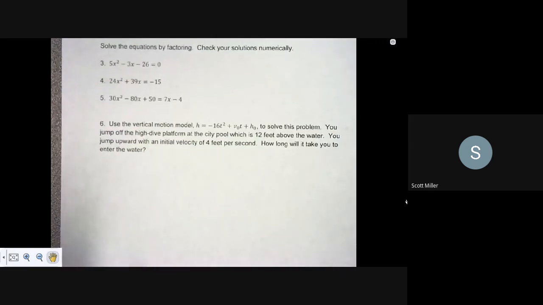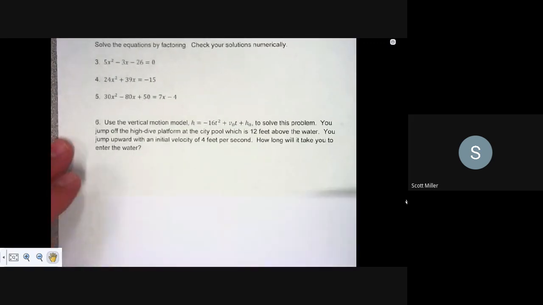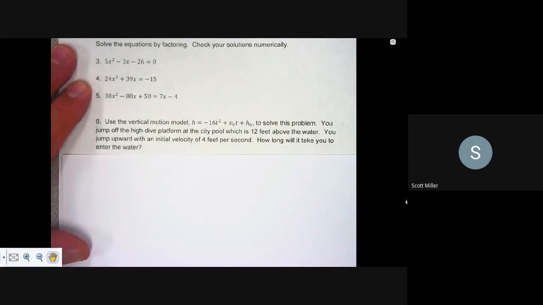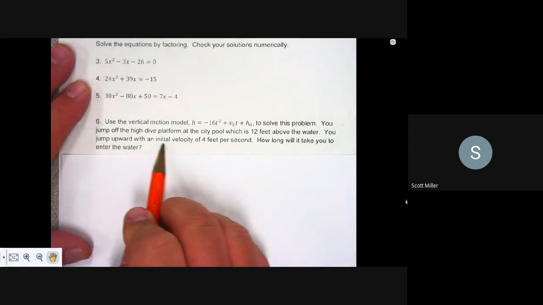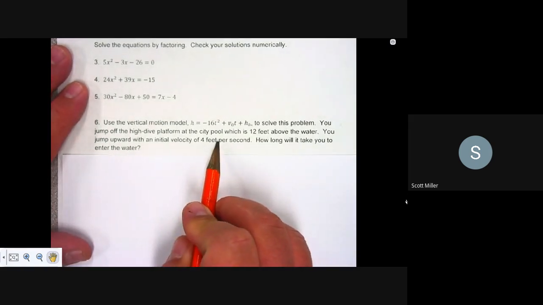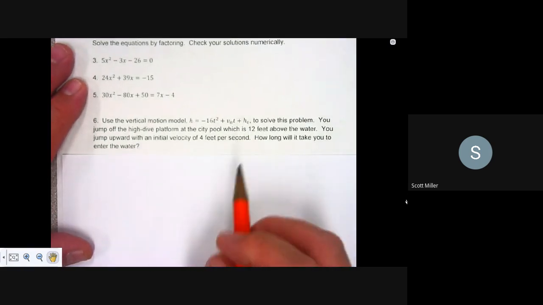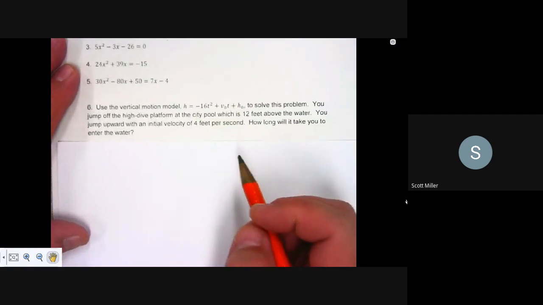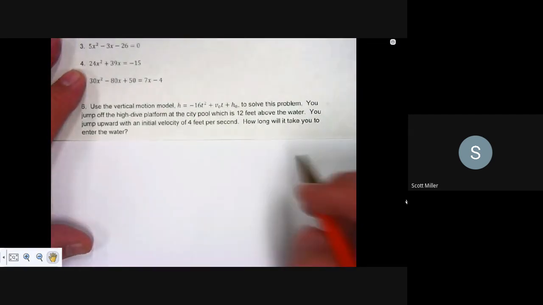Okay, it says you jump off the high dive platform at a city pool, which is 12 feet above the water. You jump upward with an initial velocity of 4 feet per second. How long will it take you to enter the water? And so it's helpful if you have a little picture here. You can actually see this happening.